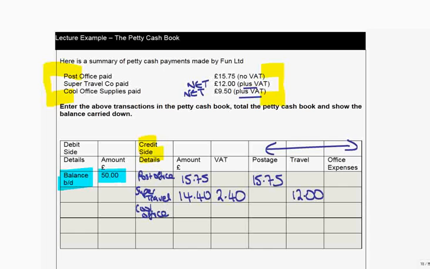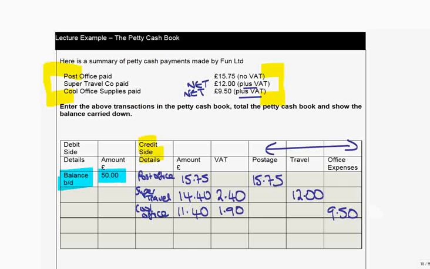Exactly the same with Cool Office Supplies. That's likely to be office expenses. We then need to add the VAT, so times that by 0.2 to give us VAT of 1.90. Add the two together is 11.40, or if you prefer 9.50 times 1.2 will give you the 11.40.